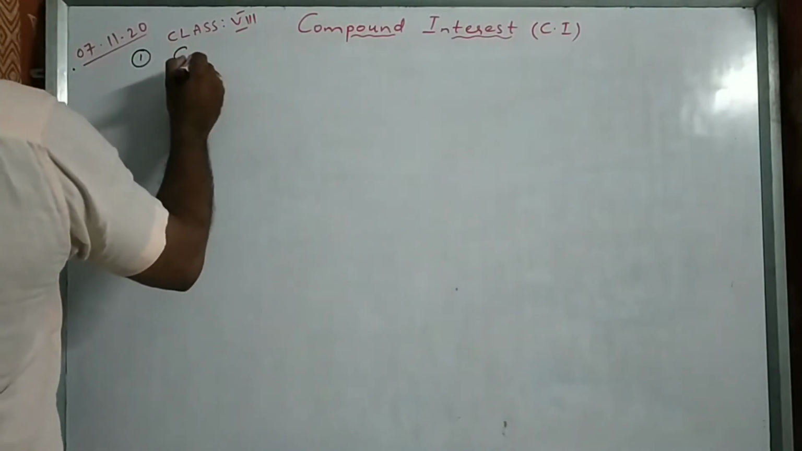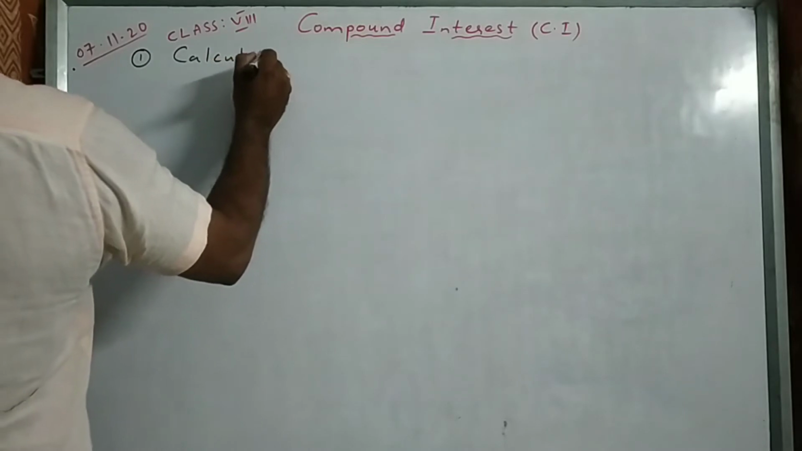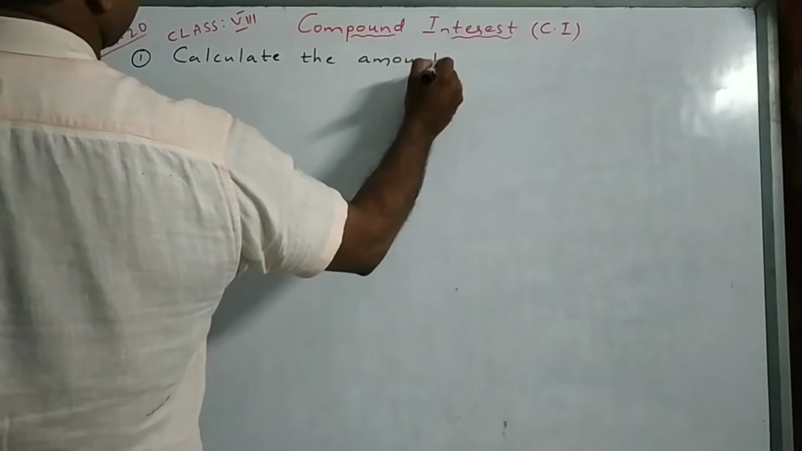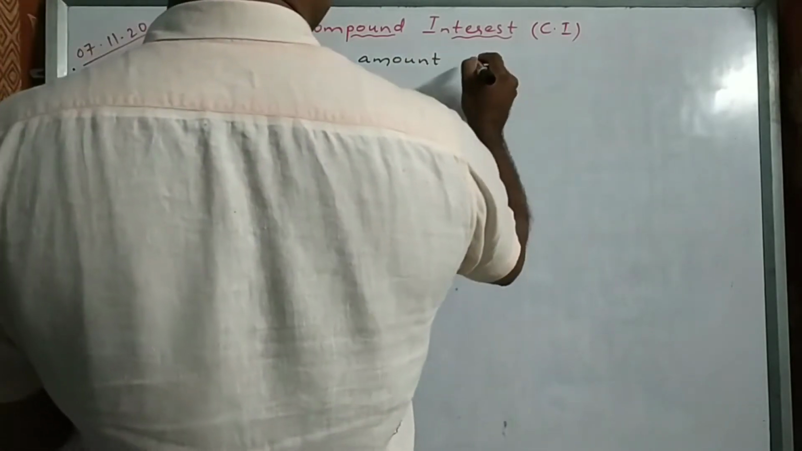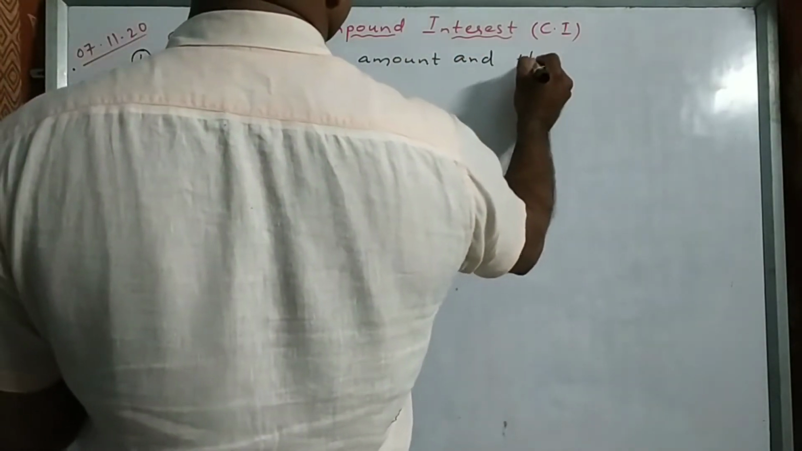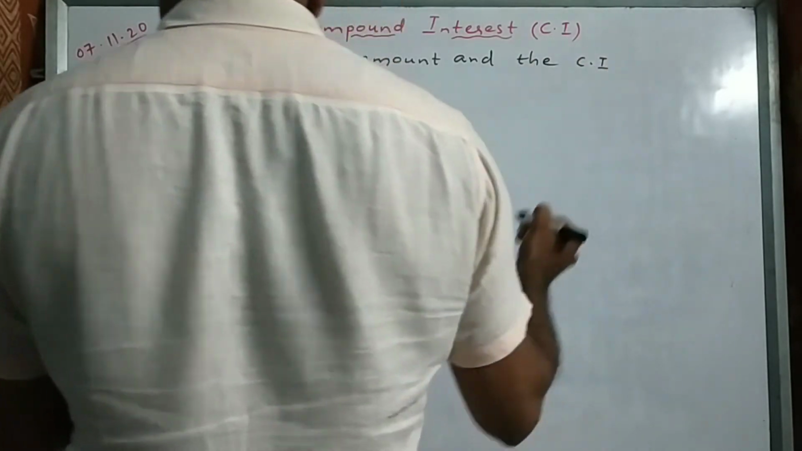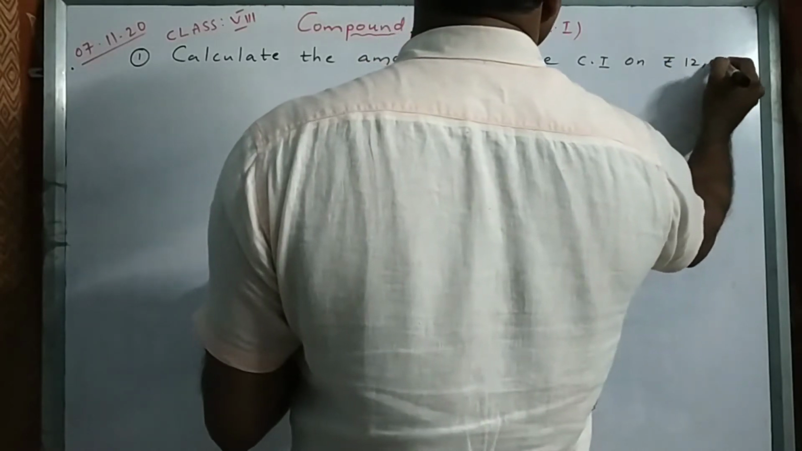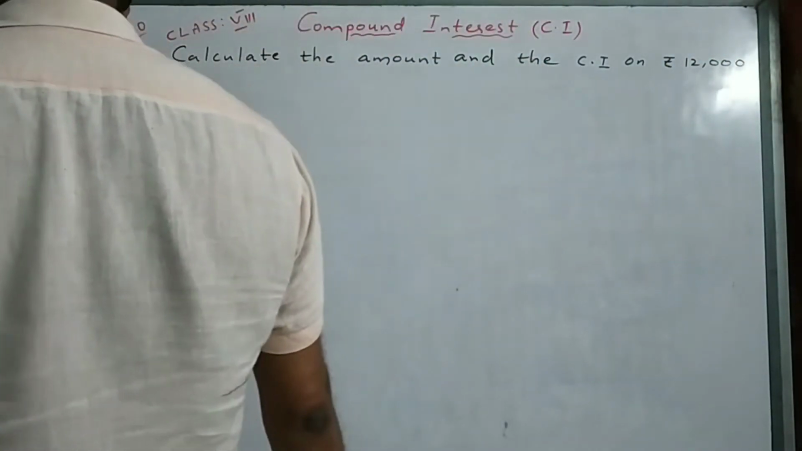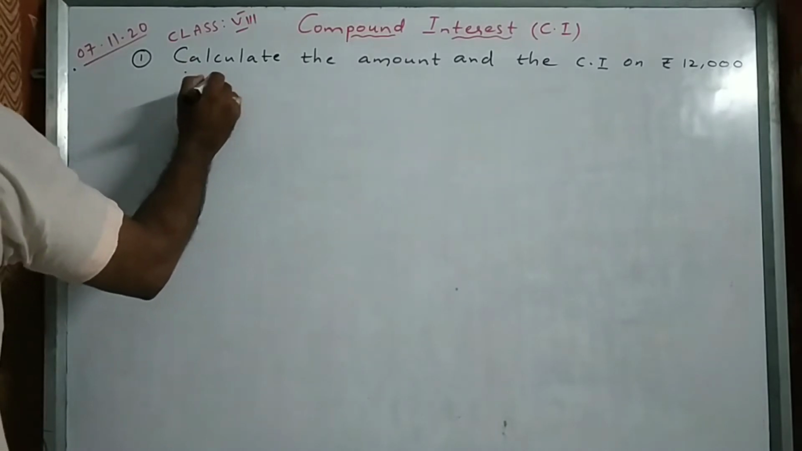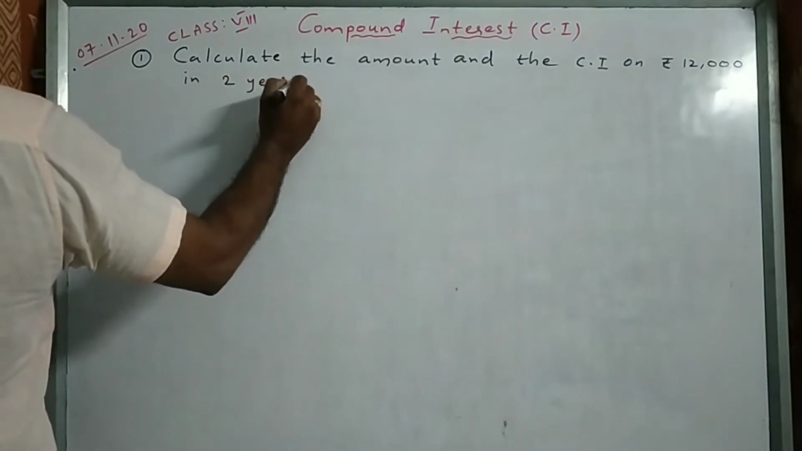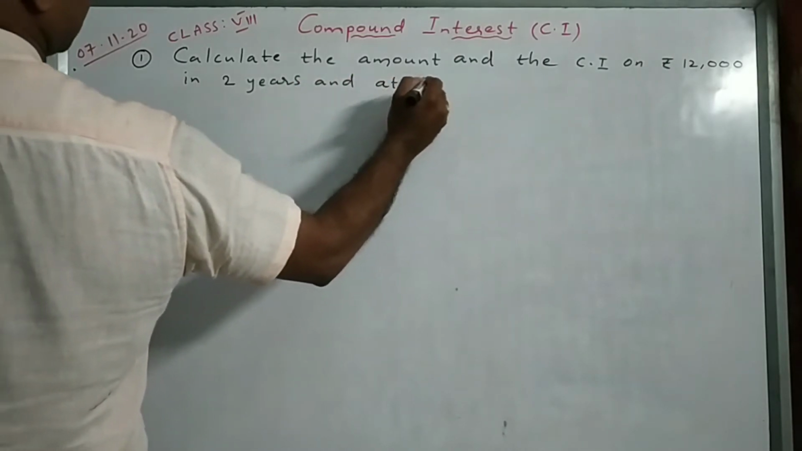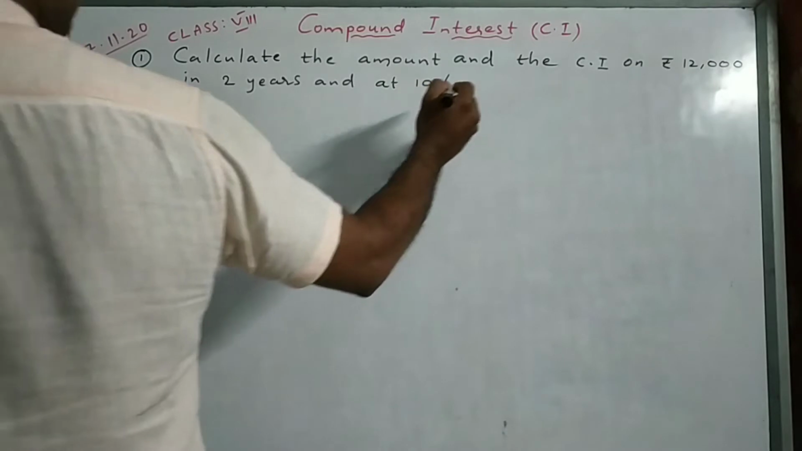Calculate the amount and the compound interest on rupees 12,000 in 2 years and at 10% per year.